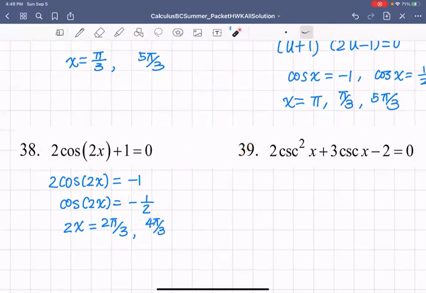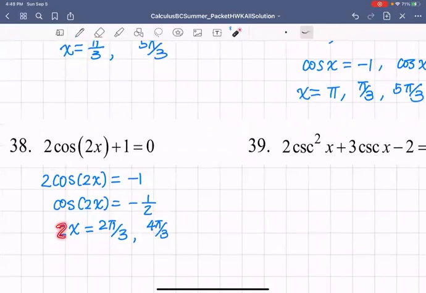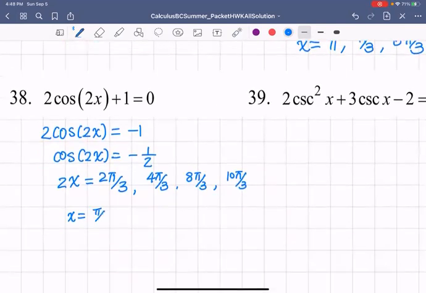I'm going to call the next student, okay? Christina. Because this is 2x, I should add another value to find the next 2 pair. Do you add 2 pi? Yes, I add 2 pi. So it's 8 pi over 3 and 10 pi over 3. Very good. So x is equal to pi over 3, 2 pi over 3, 4 pi over 3, and 5 pi over 3.